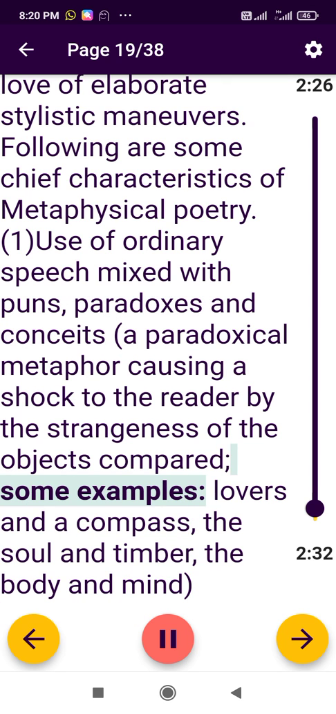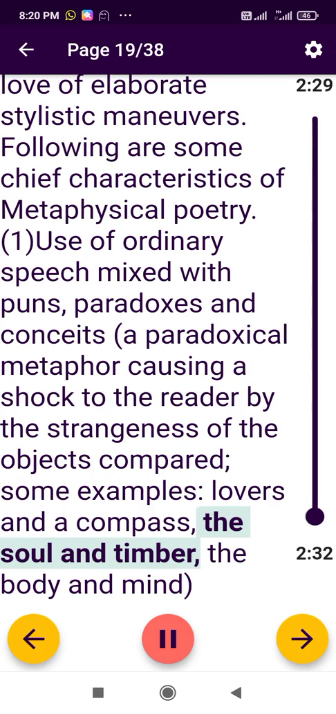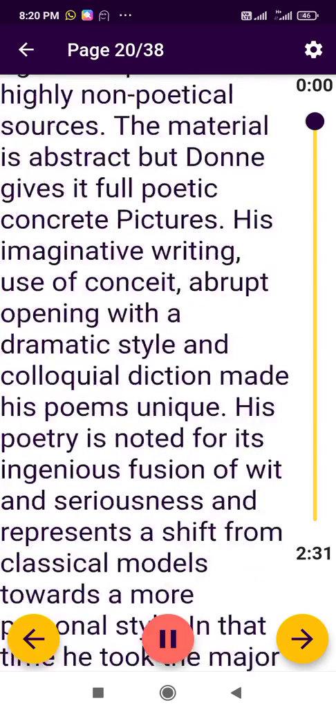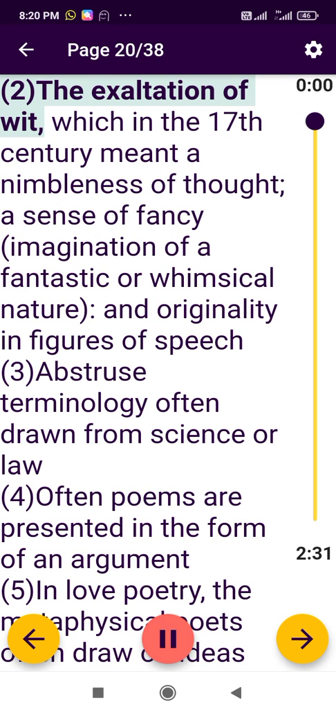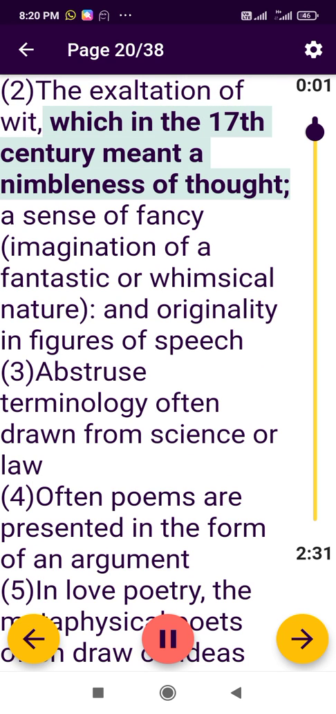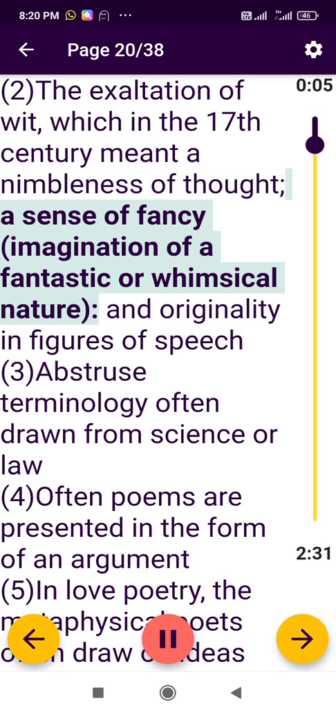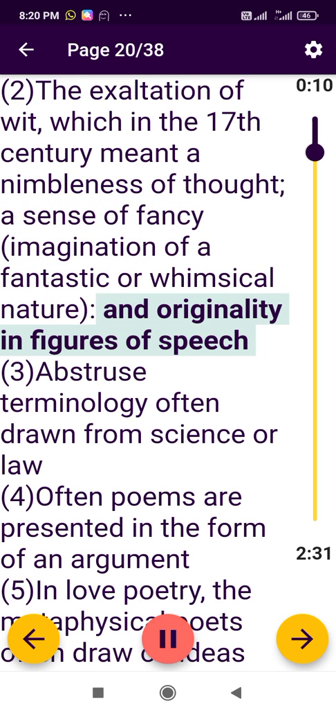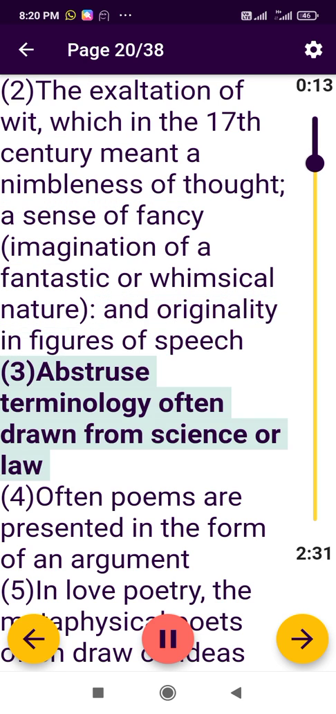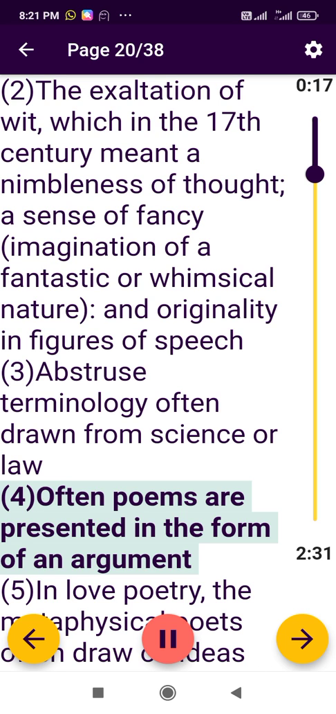Some examples. Lovers and a compass, the soul and timber, the body and mind. 2. The exaltation of wit, which in the 17th century meant a nimbleness of thought, a sense of fancy, imagination of a fantastic or whimsical nature, and originality in figures of speech. 3. Abstruse terminology often drawn from science or law. 4. Often poems are presented in the form of an argument.